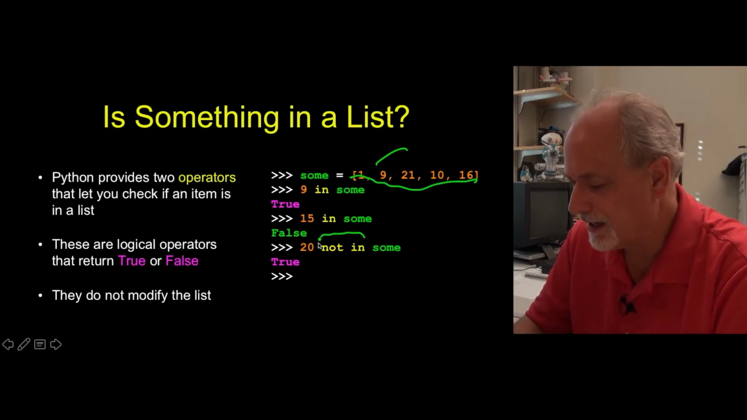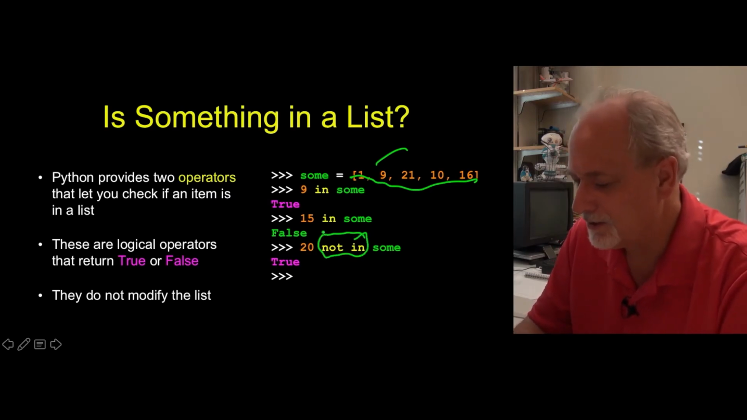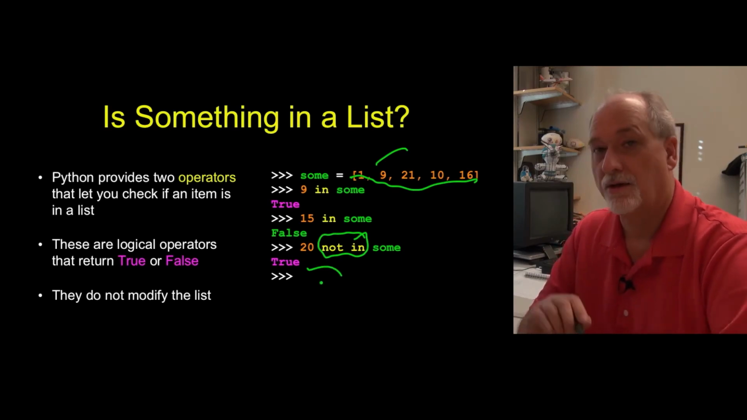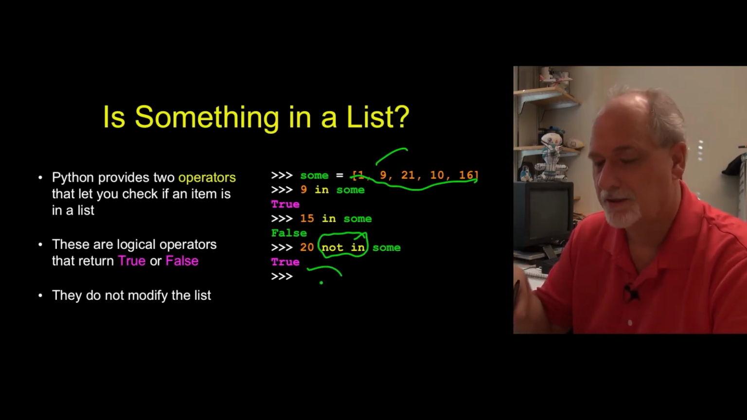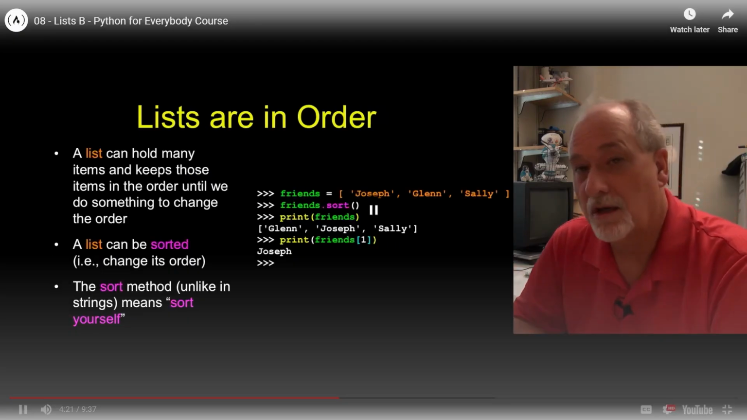And then there's the not in operator. You can think of that as kind of like one operator. Is 20 not in the list? And the answer, since it's not there, is true. It's kind of like starts with or in for strings, same kind of stuff. Lists.